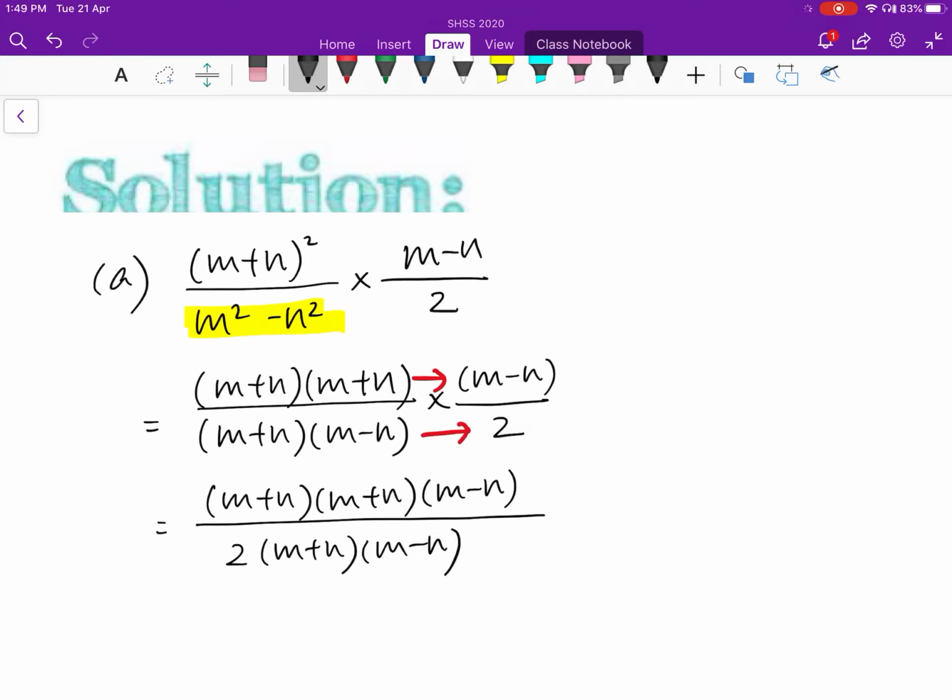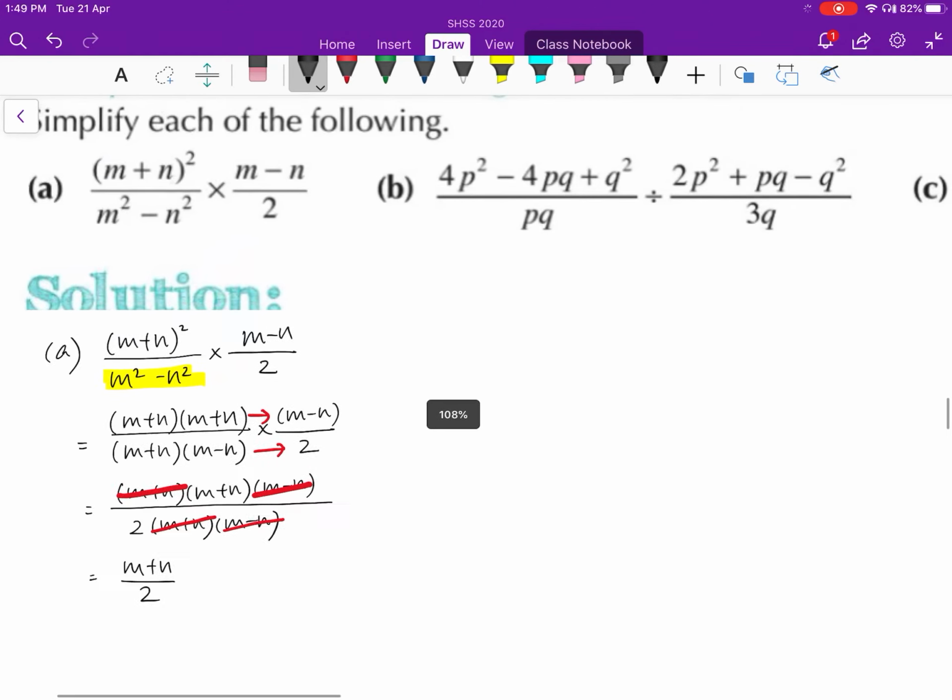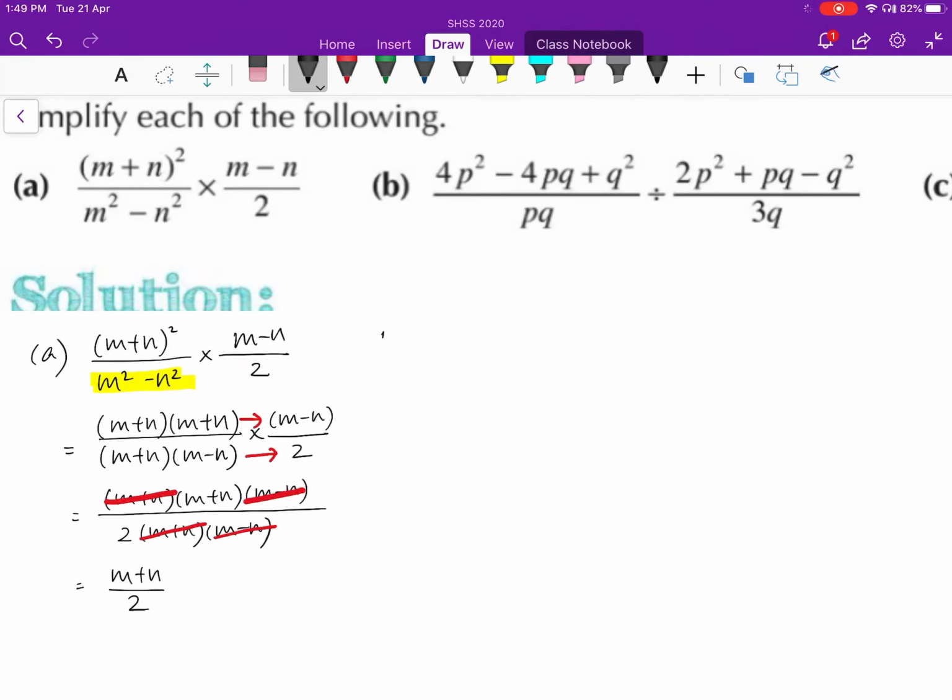If you see there are common factors on the numerator and denominator, we can cancel them out. So m plus n and m plus n, I can cross out. m minus n, I can cross out. And I'm only left with m plus n over 2. That's all I have for A. Let's take a look at B.